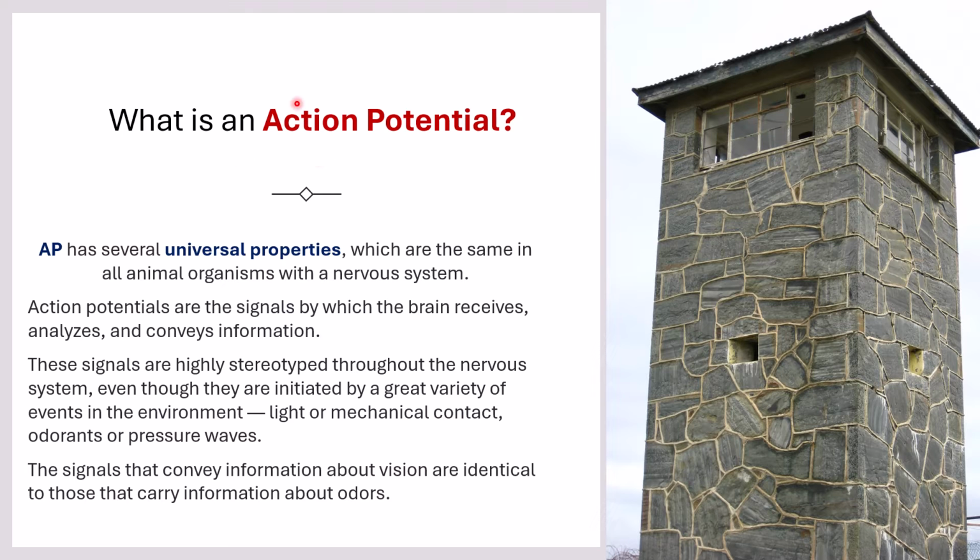We will start with the definition, or trying to understand what an action potential is. So action potentials are the process by which the brain receives signals, analyzes the signal, and conveys information. So the action potentials are the signals by which the brain receives, analyzes, and conveys information.